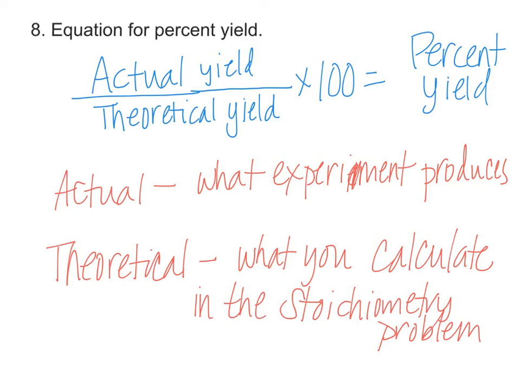Now, in our lab, several of us got more than 100%, but that is very unusual. That means we did something wrong. In real life, you're not supposed to get more than 100%.